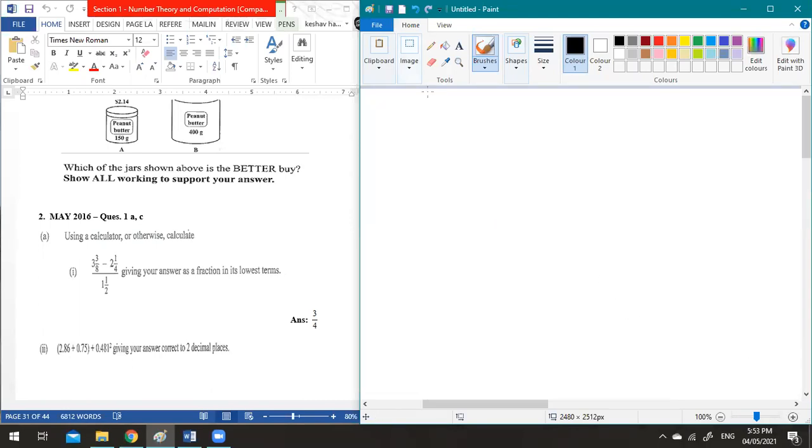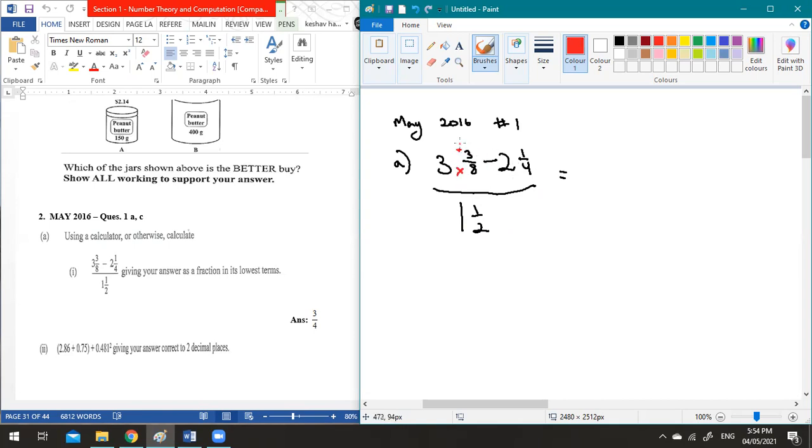So question 2 will be May 2016. Again, question 1. Right, so question 1A, 3 and 3/8 minus 2 and 1/4, divided by 1 and 1/2. Now, as I was saying, change all of them to improper fractions first.